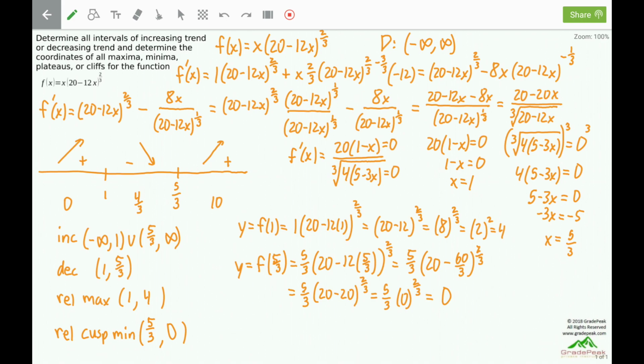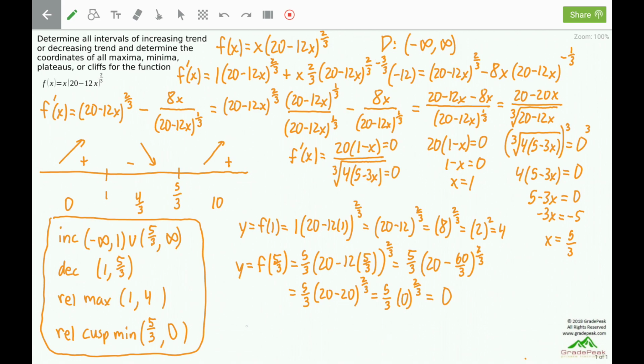So we have two increasing intervals, a decreasing interval, a relative maximum, and a relative cusp minimum. The cusp minimum on a graph is a minimum where the tangent line goes vertical at it, and it'll look something like this, occurring at the 5/3, 0.